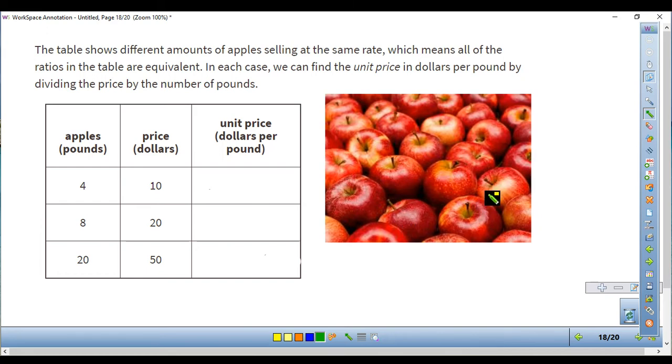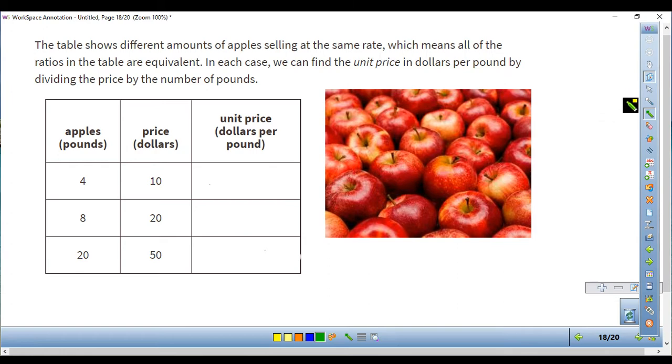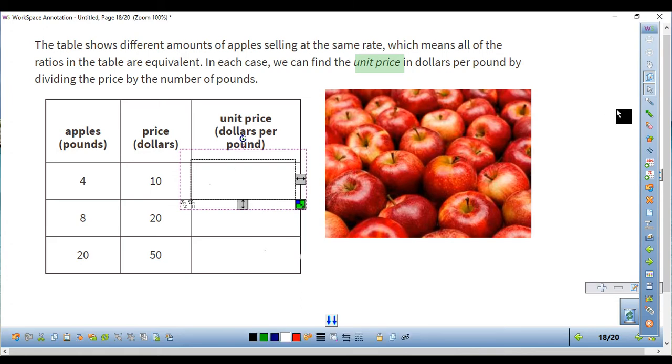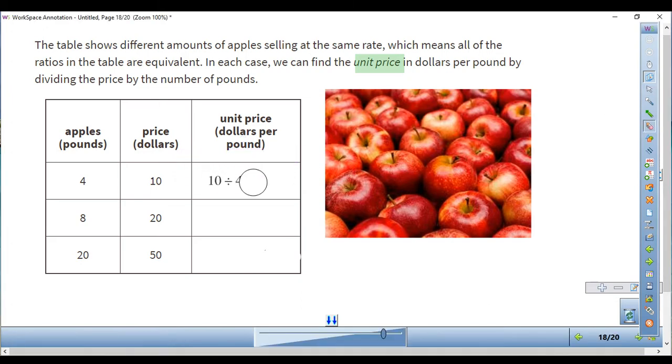This table shows different amounts of apples selling at the same rate, which means all of the ratios in the table are equivalent. And in each case, we can find the unit price in dollars per pound by dividing the price by the number of pounds. So for example, we have apples here listed for 8 and 20, and we have the respective price in dollars next to them. So we can find the unit price by dividing the price by the number of apples. So 10 divided by 4 is equal to 2.5, or $2.50. We can do the same thing here. 20 divided by 8 is going to give us $2.50.